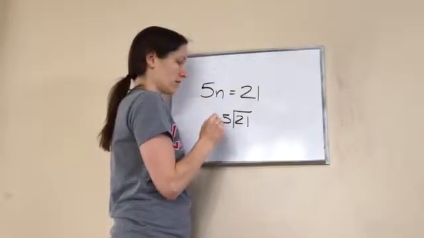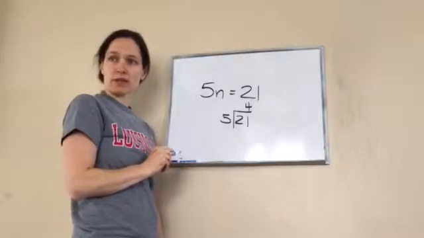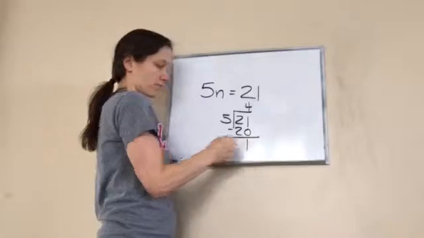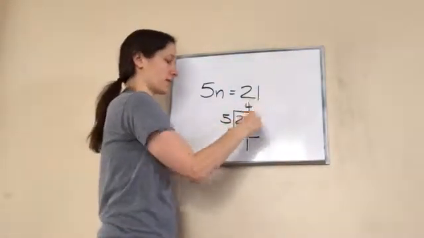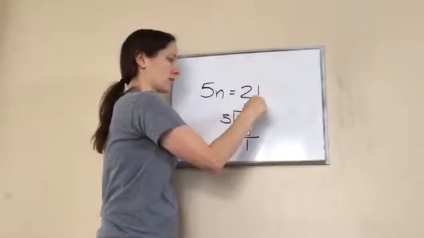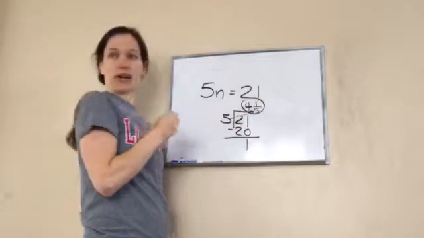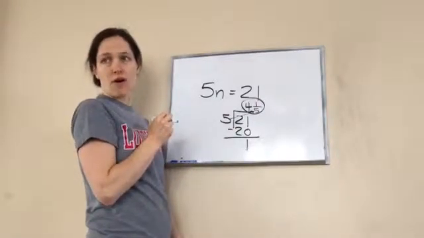10? No, not that much. 5 times 4 is 20. Remember we talked about that one? So 20, okay? And then 1. In this case, we're just going to bring it up and slide that over. Remember how we used to do that? And that's going to be our answer. n equals 4 1/5.